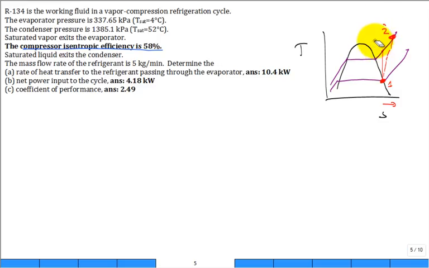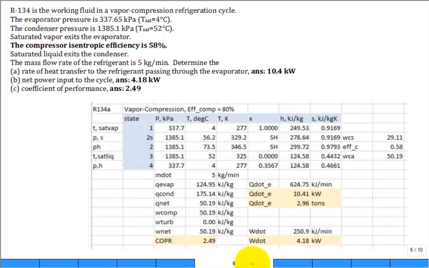Let me rewrite 2S. All right. Here are the numbers. Guess what happens? The COP even goes down lower. You would expect that. More friction, more irreversibilities, more losses. And you're going to slip a little bit in the tonnage, not much, but the power goes up. All right.